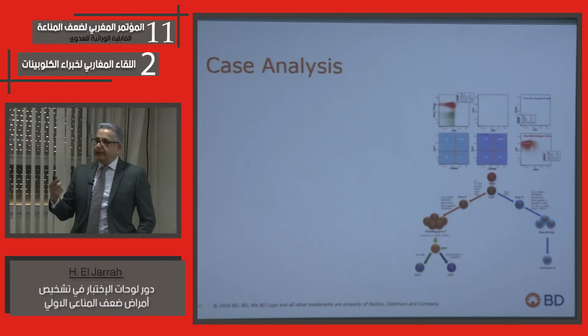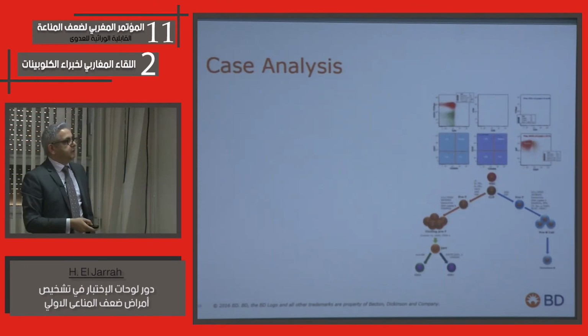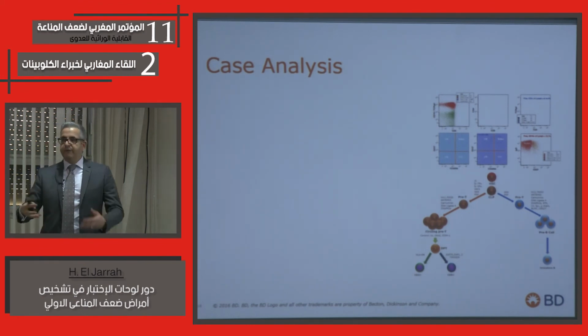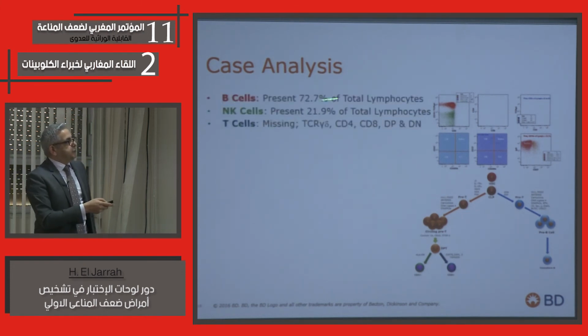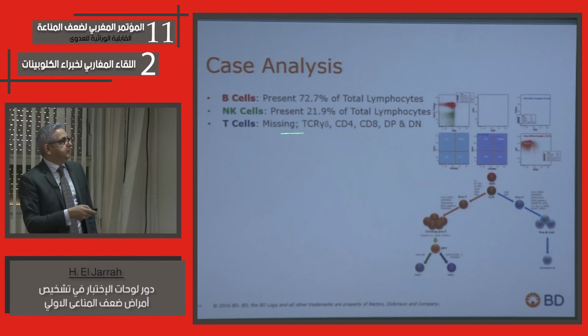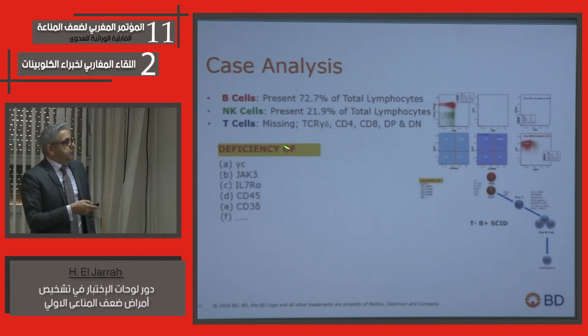So thinking what could be wrong with this patient and remembering the pathway of lymphoid development. The patient has B cells at a percentage of 73%. NKs are present at around 30%. T cells are missing completely, no TCR gamma delta, 4, 8, double positive or double negative. So the deficiency could be in any of these markers, right?